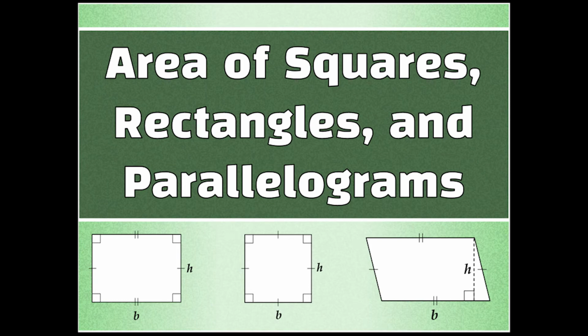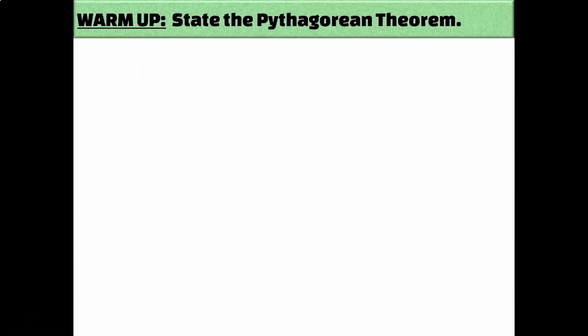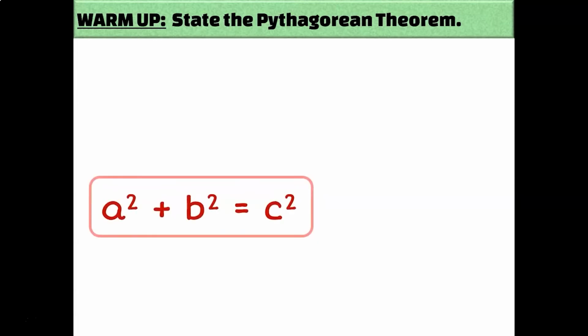Let's talk about how to calculate the area and perimeter of squares, rectangles, and parallelograms, which is something that you've been learning about for years. But you'll notice as we go through this lesson that it relies pretty heavily on an old concept, which is the Pythagorean theorem. So do you remember what it is? If you said a squared plus b squared equals c squared, you are correct.